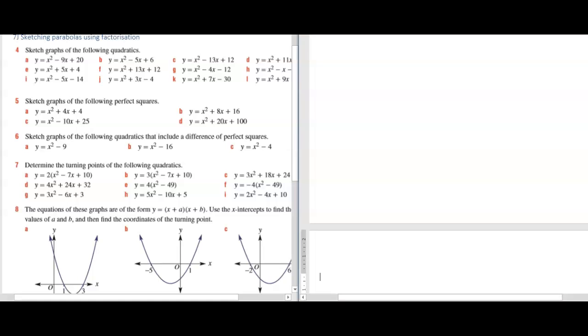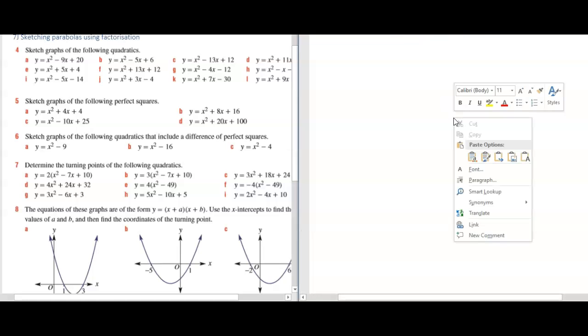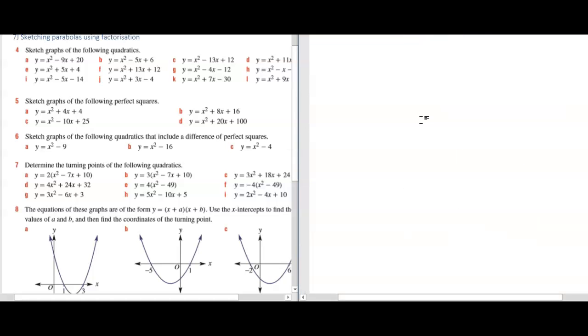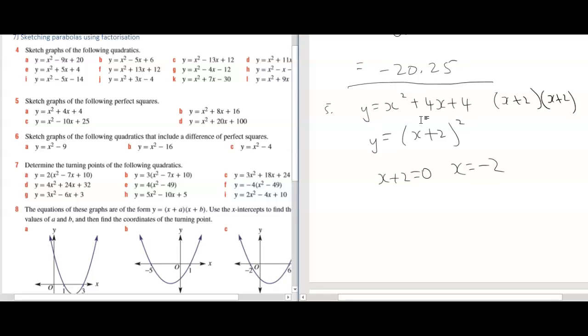So when we're sketching our parabola, and hopefully your parabolas are looking a lot nicer than mine, negative 2. Okay, so we've only got one x-intercept. Our y-intercept, remember, is our constant, so that's going to be 4.